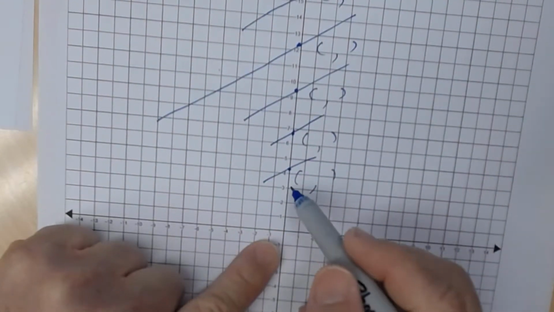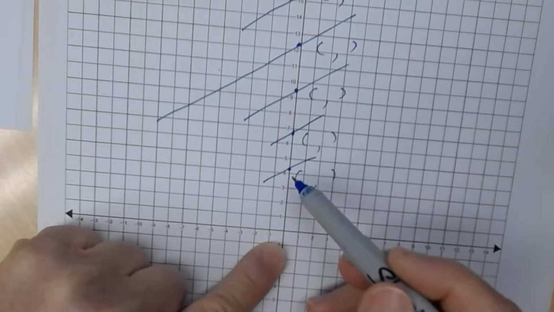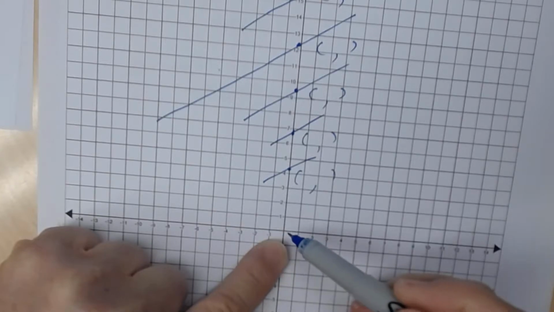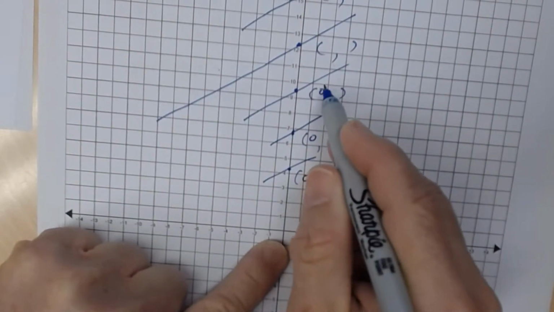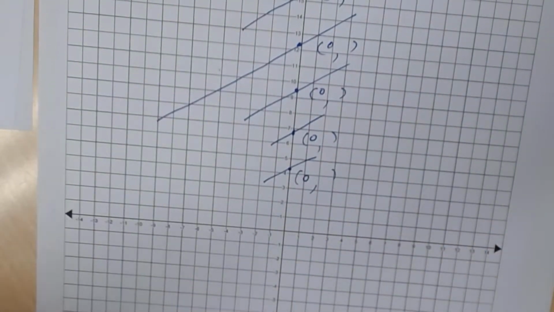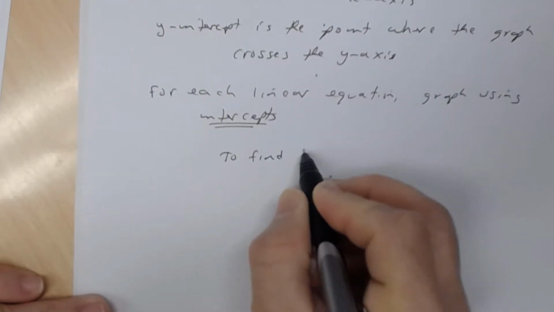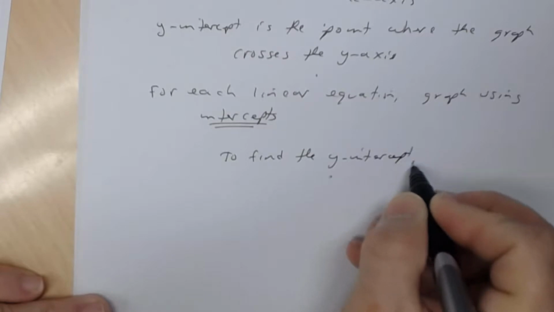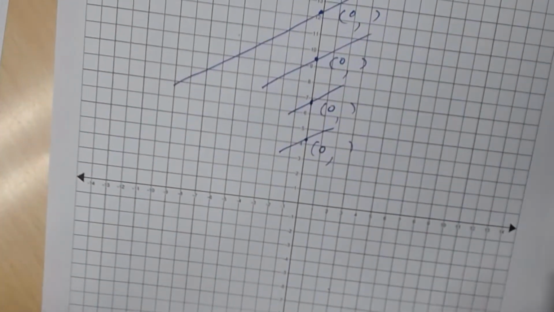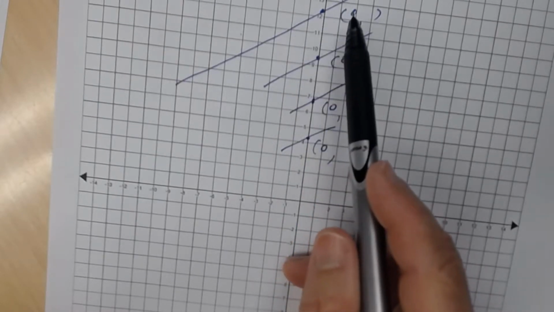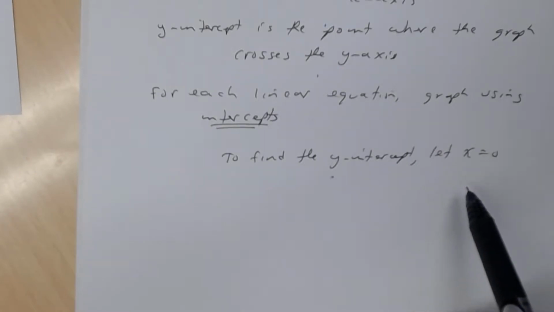So remember, when determining the coordinates, you always start at the origin. Since these are the y-intercepts, I go straight up. I don't go right or left, so that means my x-coordinate is 0. Whatever these y values are, my x-coordinate is 0. So basically, here's the idea: to find the y-intercept, you let x equal 0, because no matter where my graph crosses the y-axis, my x-coordinate is always going to be 0.